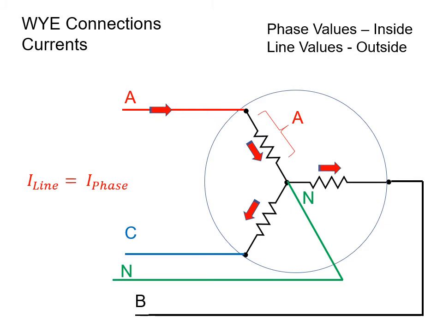Once it gets to the center node, then the current will equally split up between phase C and B. Any unbalanced current would then be returned on the neutral. But the only thing you really need to remember for this is that a line current and a phase current are the same in a Y configuration.